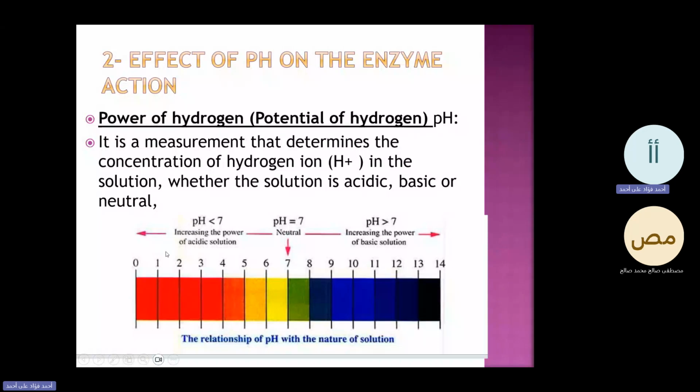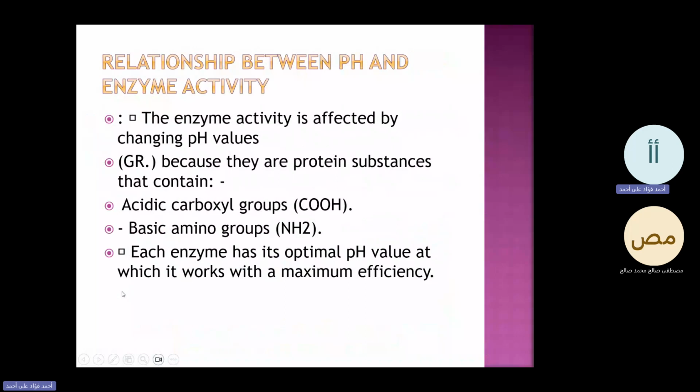يبقى this is what we mean by pH value. The pH value is a graduation that determines the concentration of hydrogen ion, and we can determine the type of solution, even it is acidic, alkaline, or neutral. طيب ايه علاقة ال pH بالenzymes؟ هي ليه ال pH affects the enzymes? As we mentioned before, enzymes are proteinic substance, and protein consists of amino acids, and the amino acid has two terminals group, which one of them is an acidic carboxyl group, COOH, and another one is a basic amino group, اللي هي NH2.